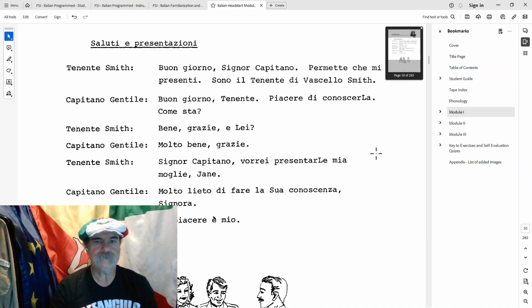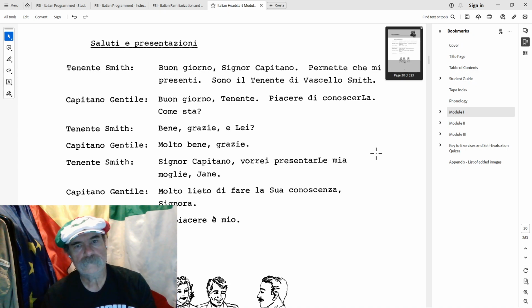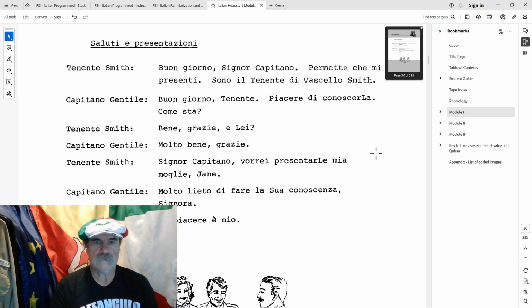The word for Mr. and Sir in Italian is Signore, but in front of ranks and surnames it becomes Signor. Repeat. Signor. Capitano. Signor capitano.